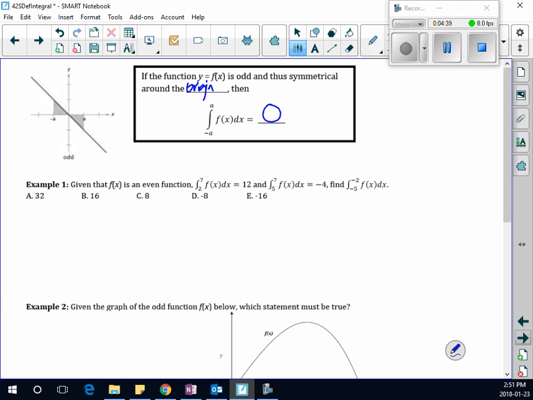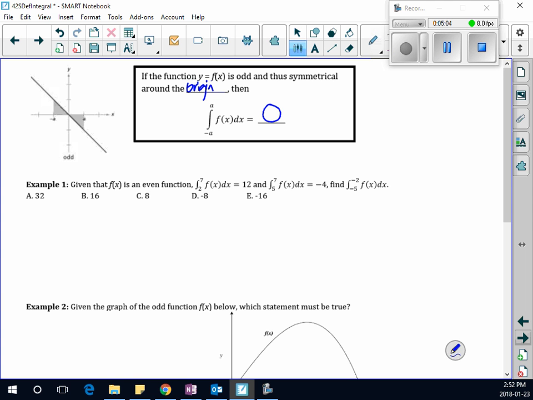Okay, so this is the kind of questions they give you. This is pretty straightforward, multiple choice. Easy to do. If the integral from 2 to 7 of f of x is 12, and the integral from 5 to 7 of f of x is minus 4, and f of x is an even function, I forgot to mention that, find the integral from -5 to -2 of f of x, and those are your choices.